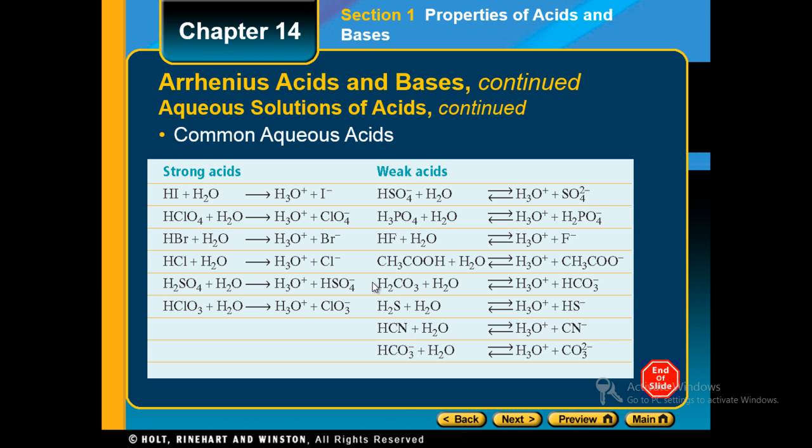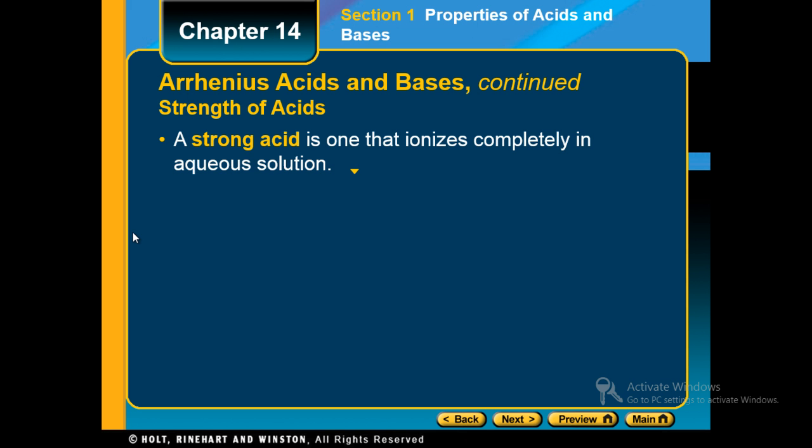These are some common types of aqueous acids, which are categorized into strong acids and weak acids. So here is a question: how can we say this acid is a strong acid and this acid is a weak acid? To know the answer, let's move to the next slide. A strong acid is one that ionizes completely in aqueous solution. So a strong acid is a strong electrolyte because it ionizes completely in aqueous solution.